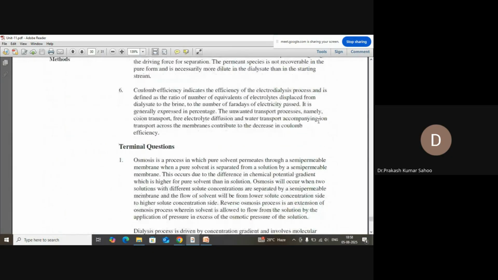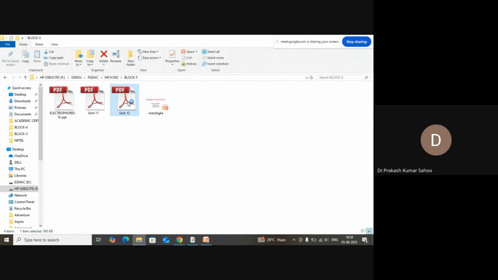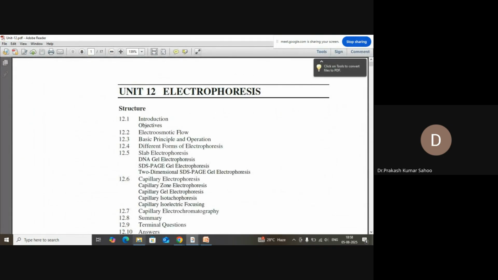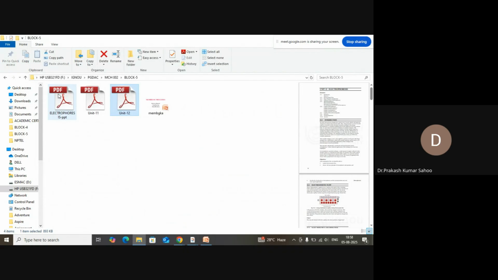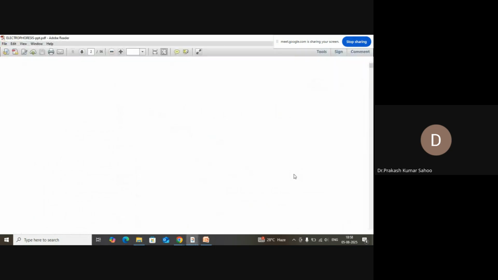So in the next part, we will discuss the last unit of your program, that is electrophoresis. This is the migration of particles to their respective electrodes.